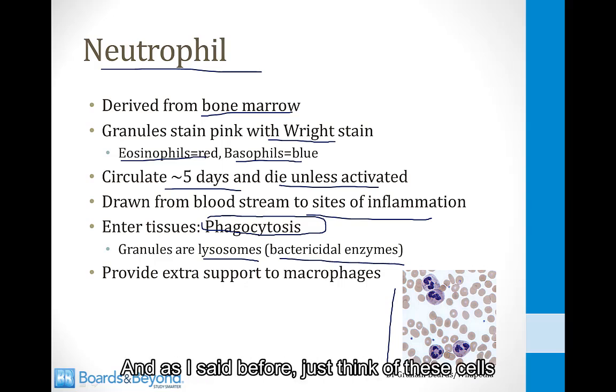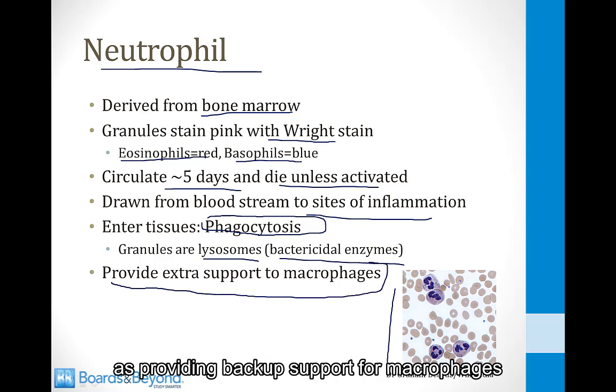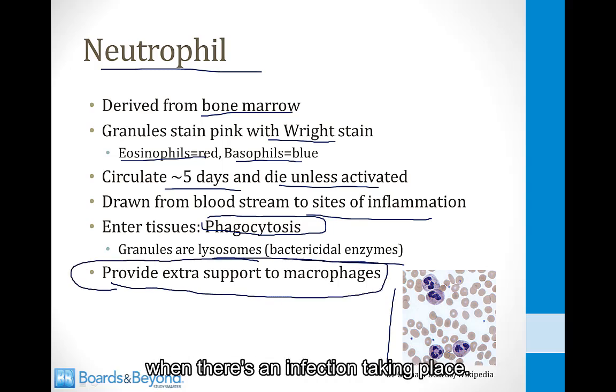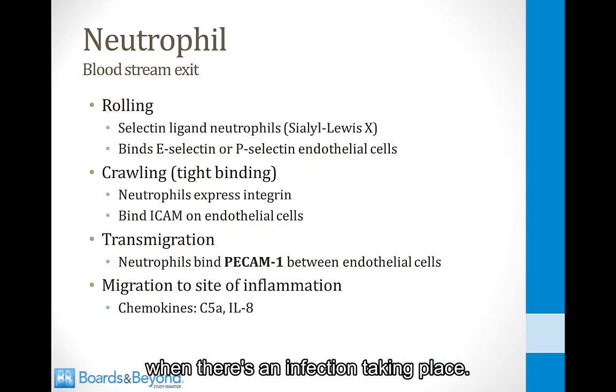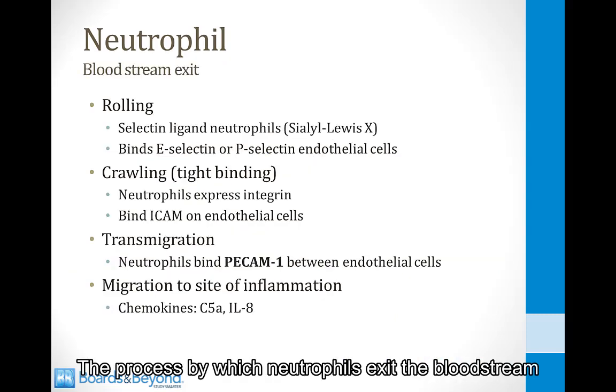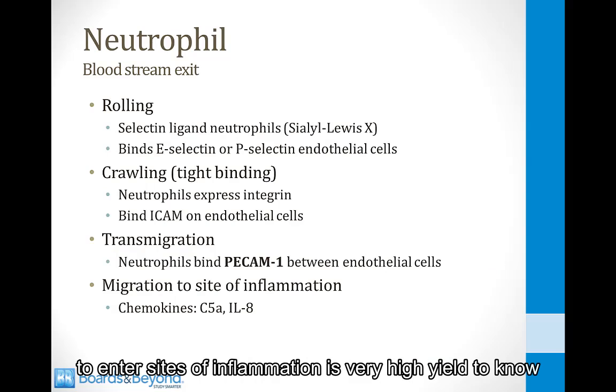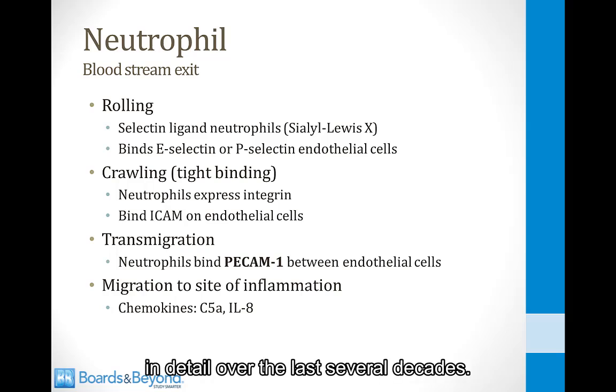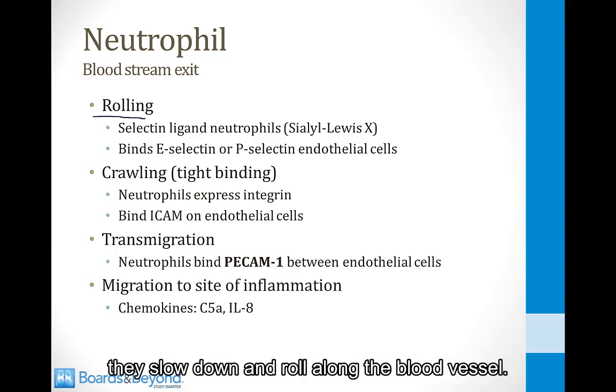And as I said before, just think of these cells as providing backup support for macrophages when there's an infection taking place. The process by which neutrophils exit the bloodstream to enter sites of inflammation is very high yield to know for your boards, and it's been worked out in detail over the last several decades. So neutrophils that are circulating in the blood first start to slow down when they get near sites of inflammation, and this process is called rolling. They slow down and roll along the blood vessel.